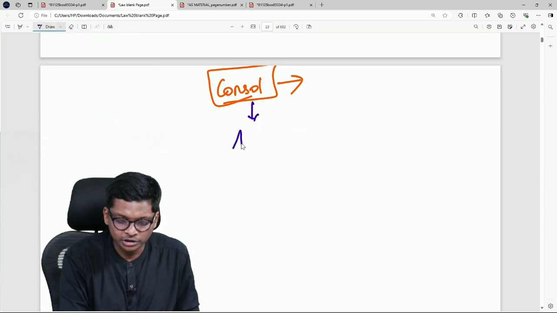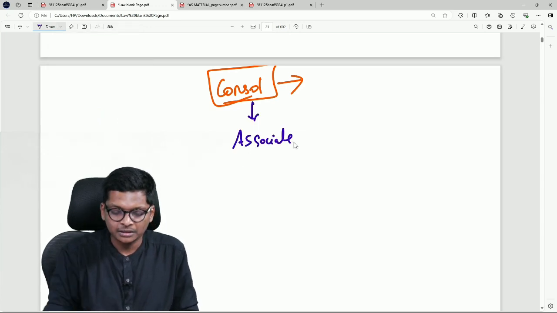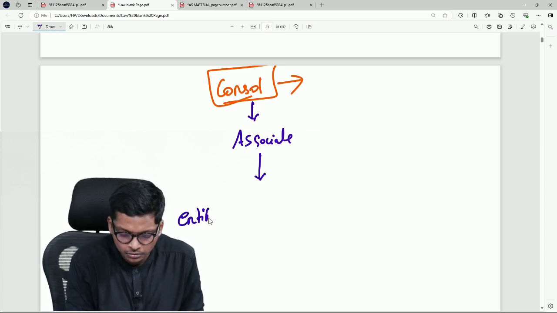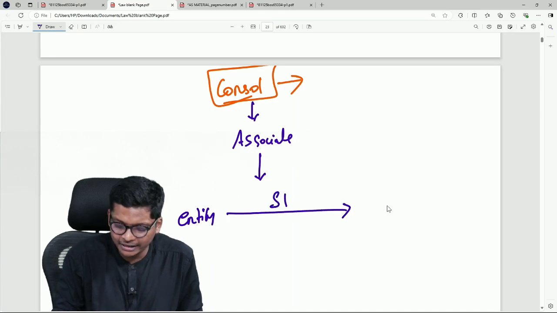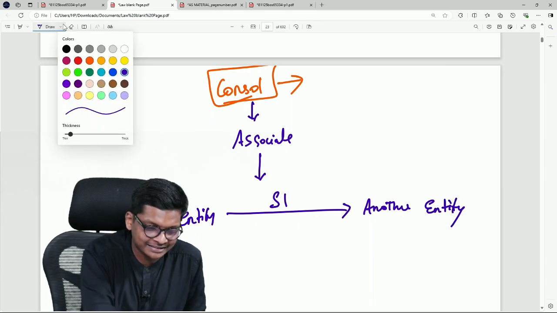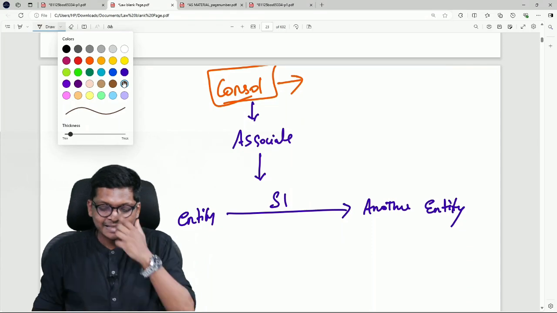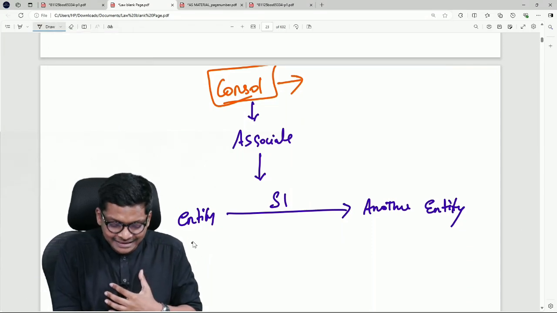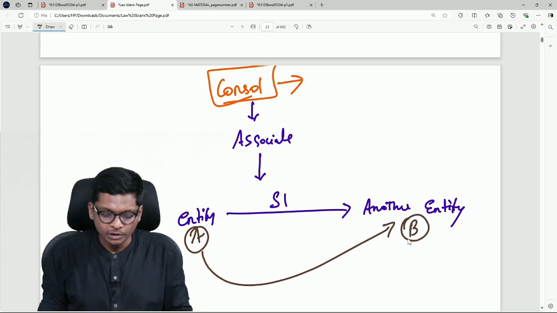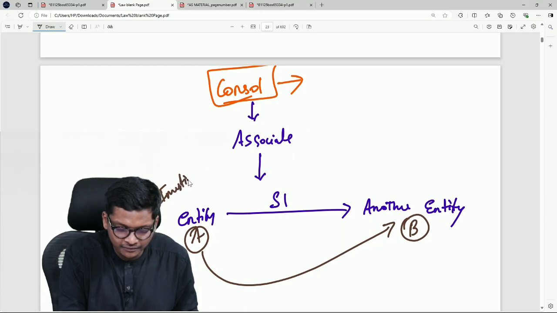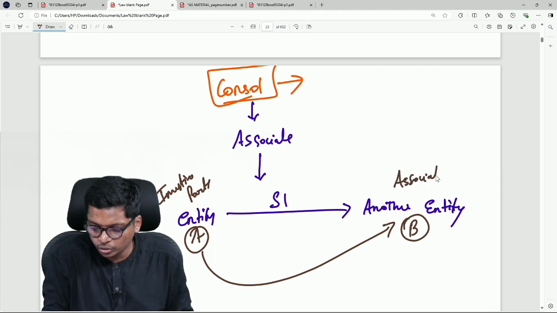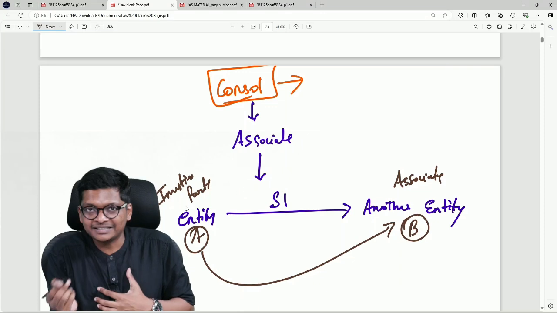This is consolidation of associate. Let us know what is an associate definition. You all know, where one entity has significant influence in another entity. When one entity has a significant influence in another entity, then entity A is said to be an associate of entity B. So, entity A is called the investing party. For entity A, entity B is the associate. Okay. So, investing party is investing in associate.